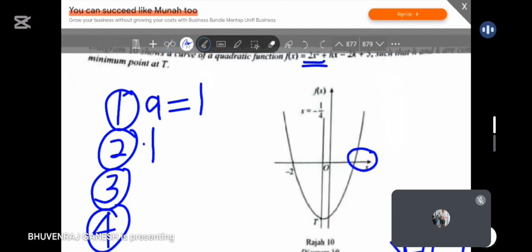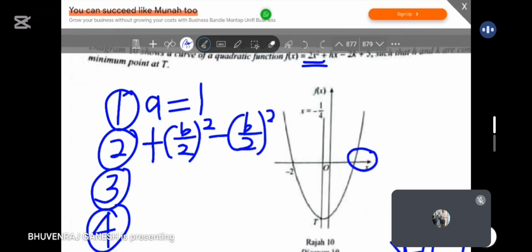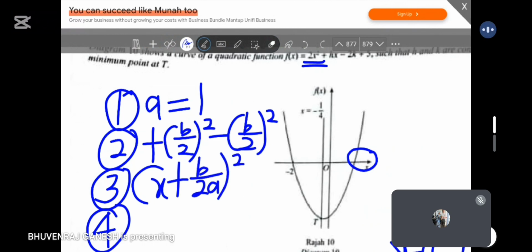Your coefficient of X square must be 1. Okay. Second step, I always tell you B over 2 square minus B over 2 square. Okay. This is the second step. Langkah kedua. Third step, I will always say X plus B over 2A square. Okay. And the last step, selalunya expand. Okay, kembangkan. Expand. Kembangkan. Okay. So it's something like that.